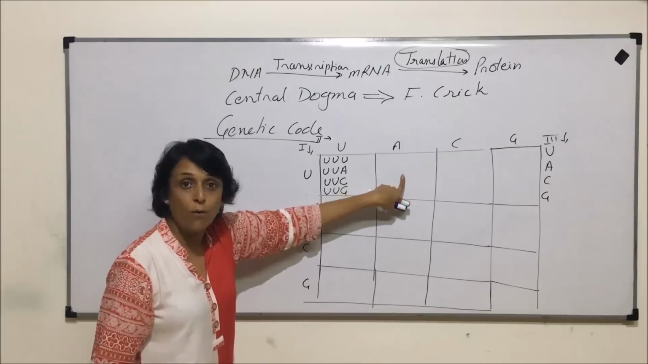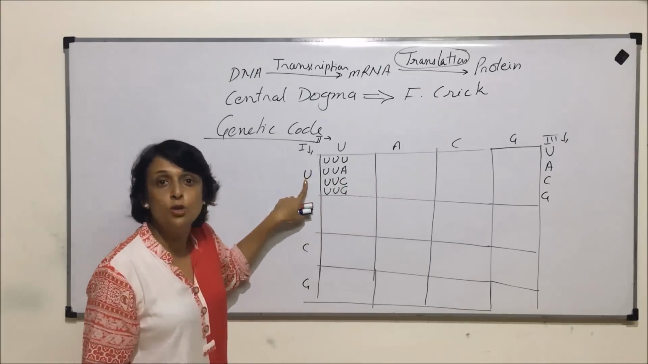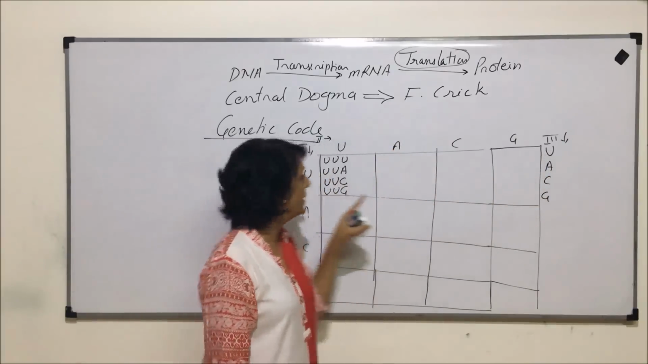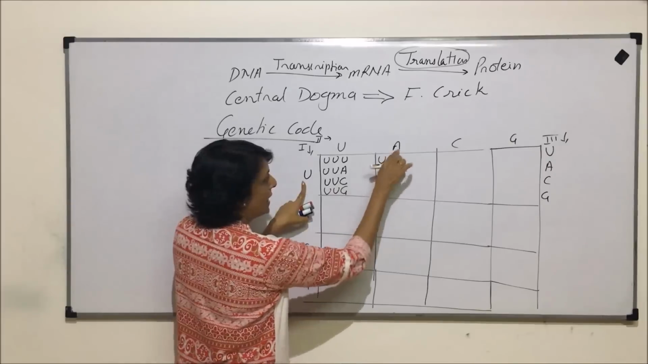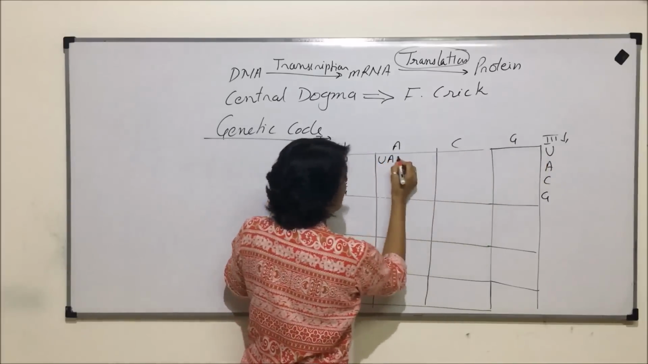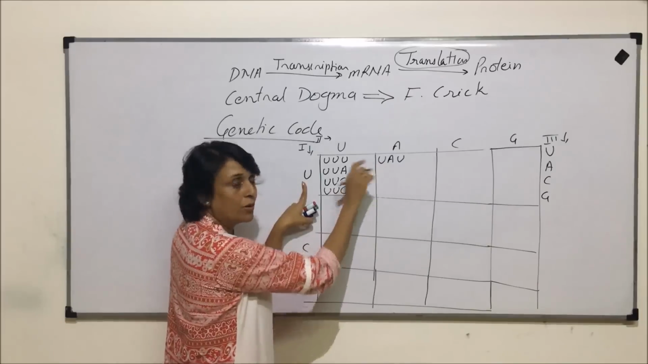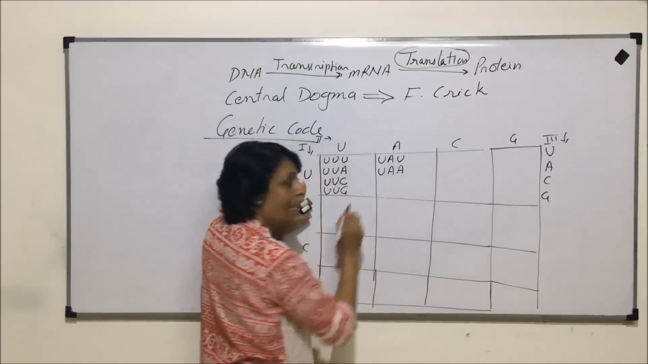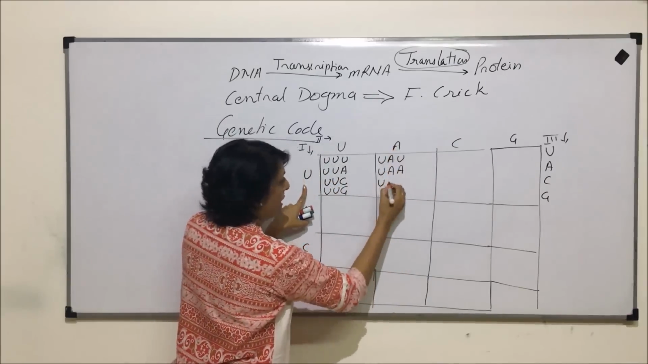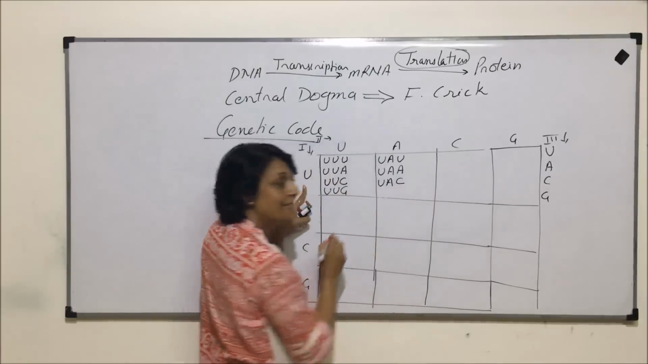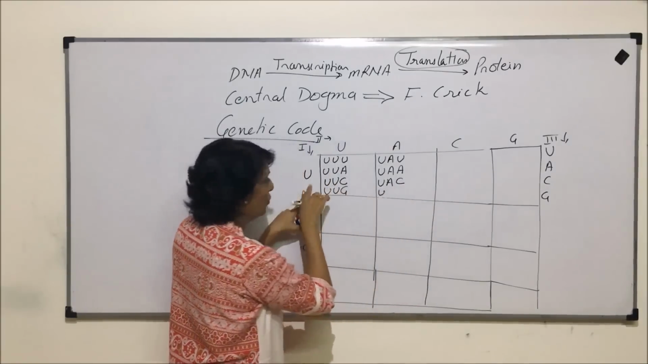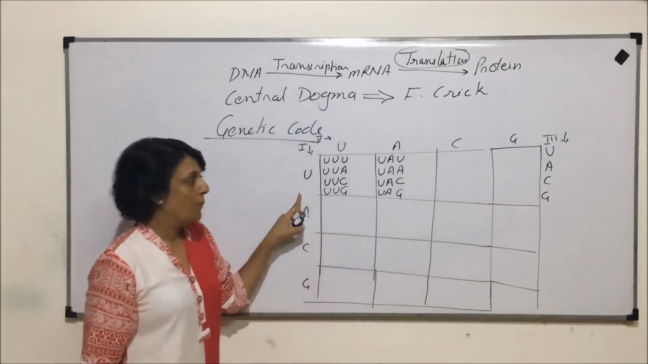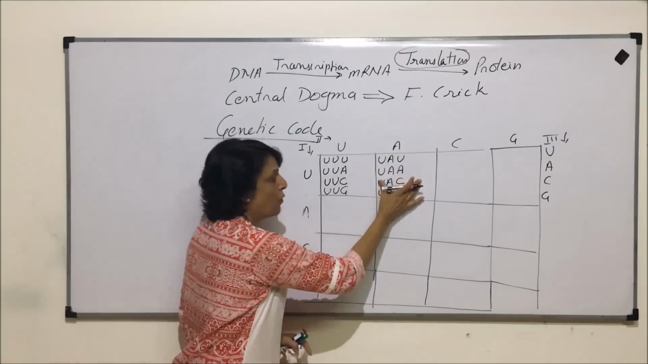We are starting with A now. That means our first alphabet remains U, second alphabet becomes A, and third are going to be from here. So first is U, second is A, and third is U again. Let us come to the next one. First is U, second is A, and third is A. First is U, second is A, and third is C. And the fourth one is going to be U, A as the second one, and from here G. So we got four here.